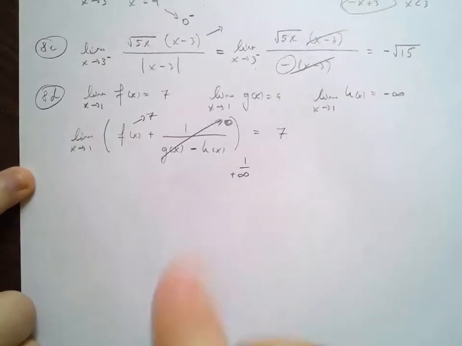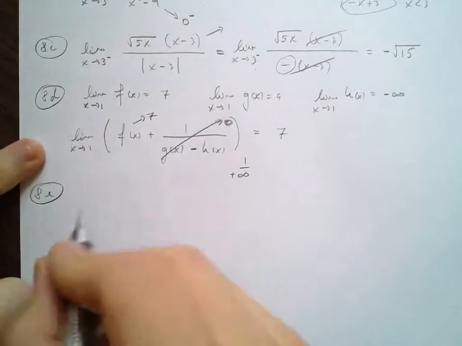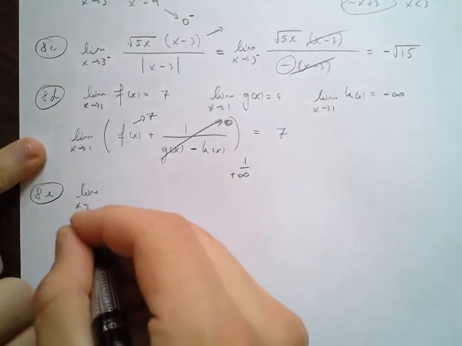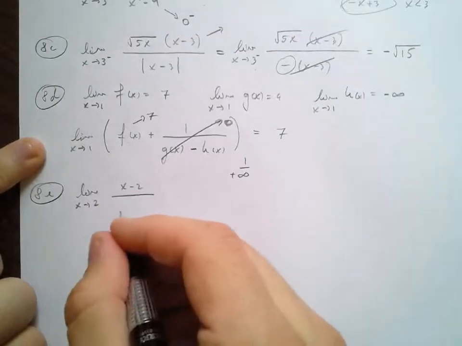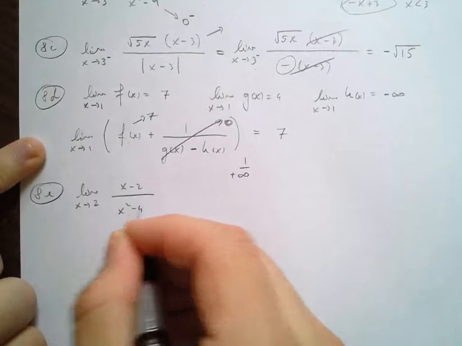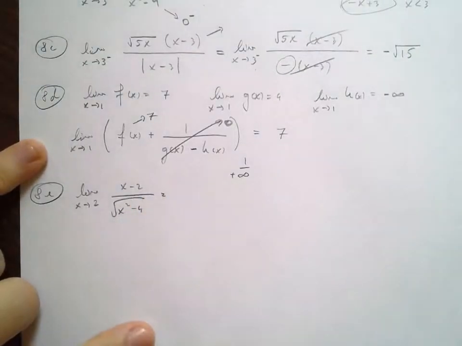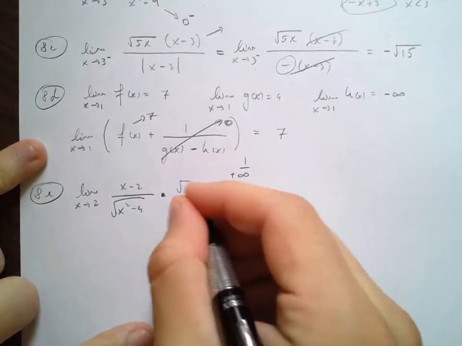Let's do 8e. We have the limit as x approaches 2 of x minus 2 divided by the square root of x squared minus 4, just like so. Okay, and the hint says to rationalize the denominator, so we'll go ahead and do just that. I'll multiply by the square root.